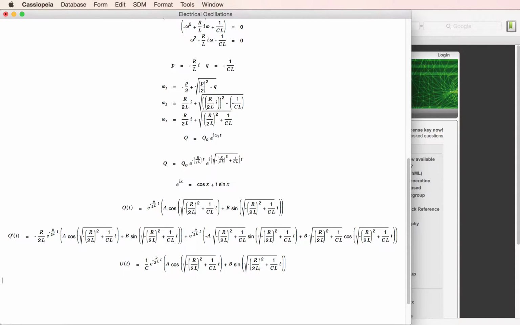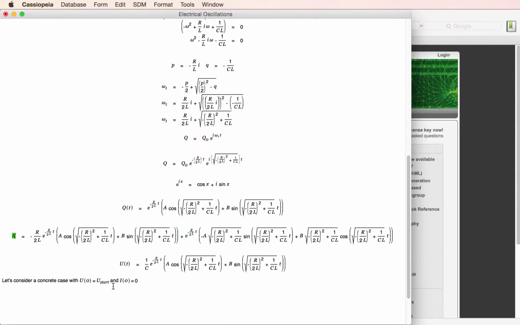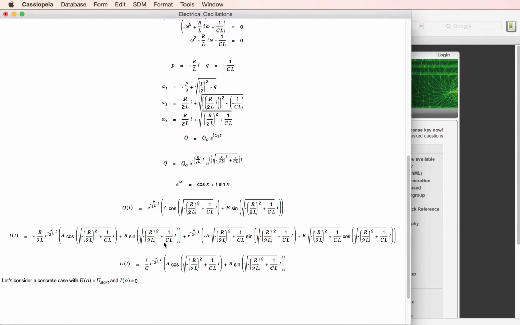Let's say at t equals 0, let's consider the concrete case with U0 is U start and I0 is 0. If we insert that into these two equations, we can determine the constants A and B for our concrete case.